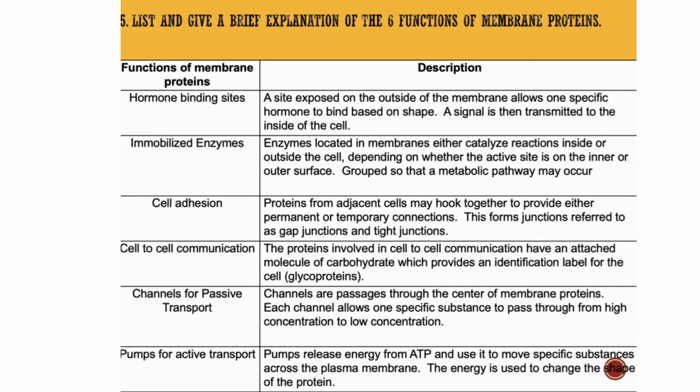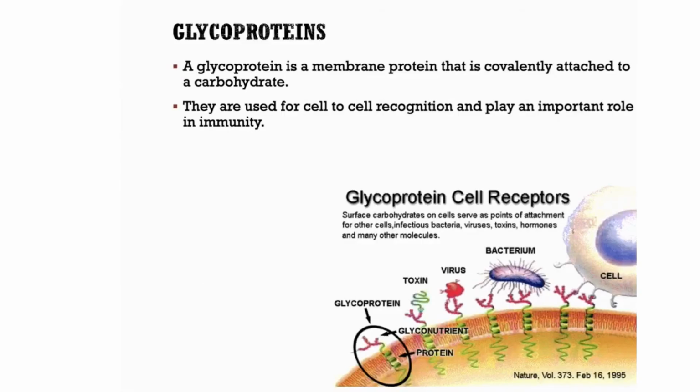Cell-to-cell communication. Proteins involved in cell-to-cell communication have an attached carbohydrate molecule which provides an identification label for the cell. Channels for passive transport. Channels are passages through the center of membrane proteins. Each channel allows one specific substance to pass through from high concentration to low concentration. Pumps for active transport. Pumps release energy from ATP and use it to move specific substances across the plasma membrane, and the energy is used to change the shape of the protein.